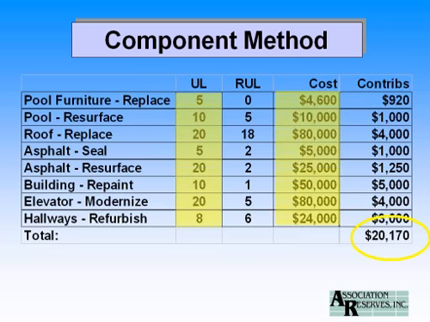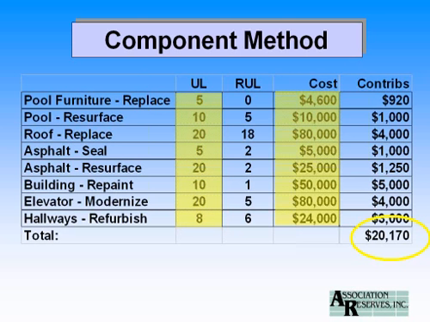Here I've highlighted the important columns. The current cost is divided by the useful life to result in the recommended reserve contributions. For instance, while you may not be able to read it on screen, the second line item is a pool resurface project with a $10,000 current cost and a useful life of 10 years. So the annual reserve contributions are calculated to be, there you go, $1,000 a year.